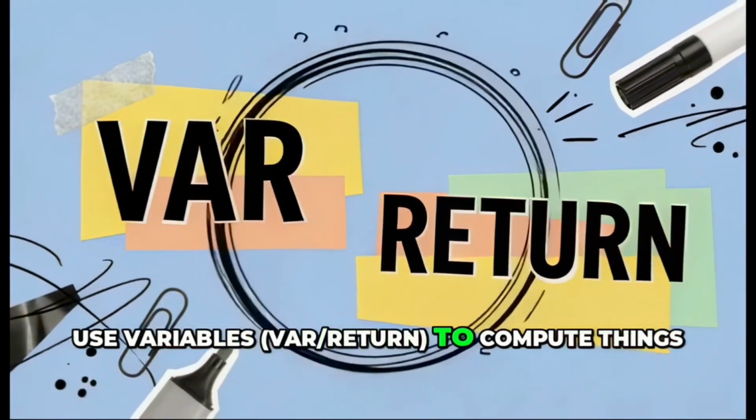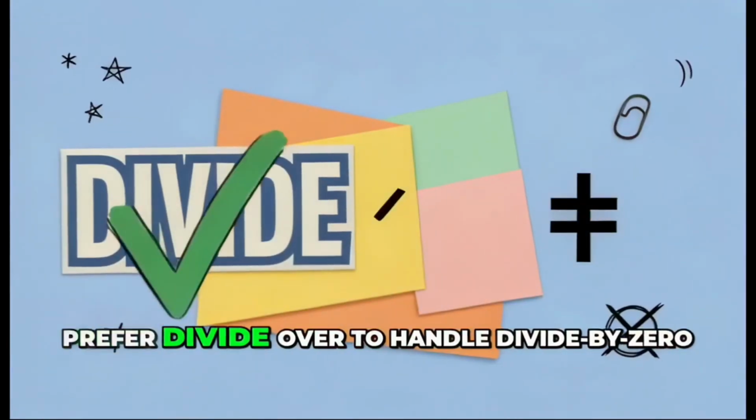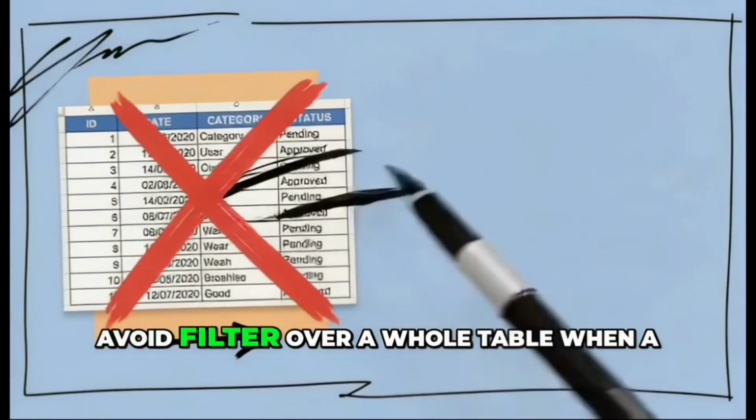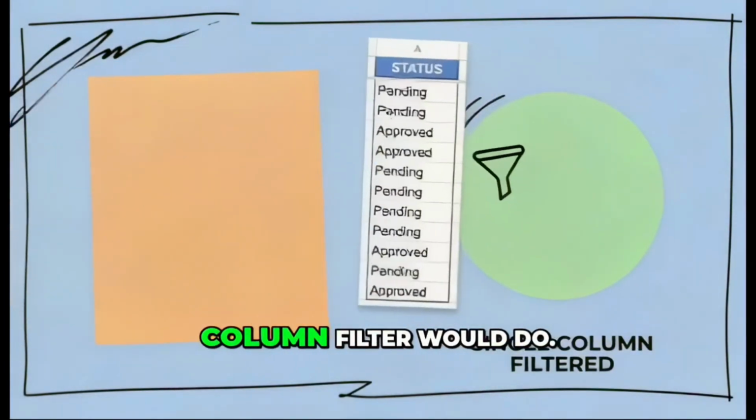VAR ... RETURN to compute things once. Prefer DIVIDE over the division operator to handle divide by zero cleanly. Avoid FILTER over a whole table when a column filter would do.